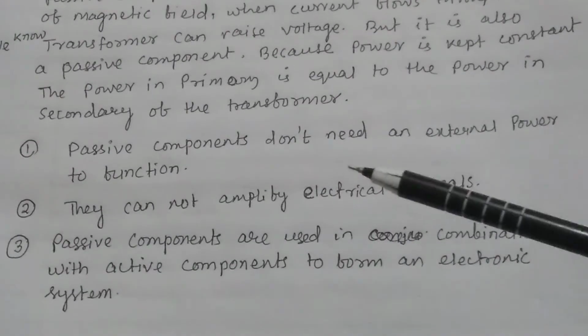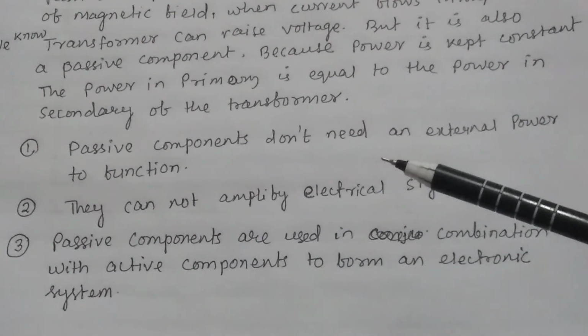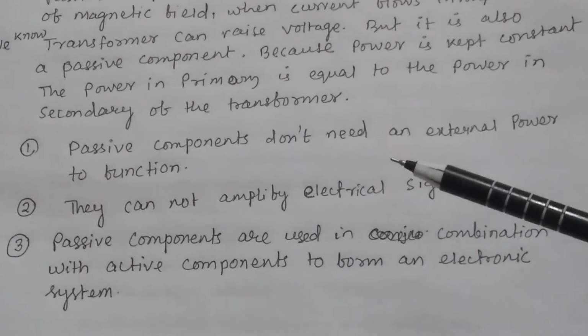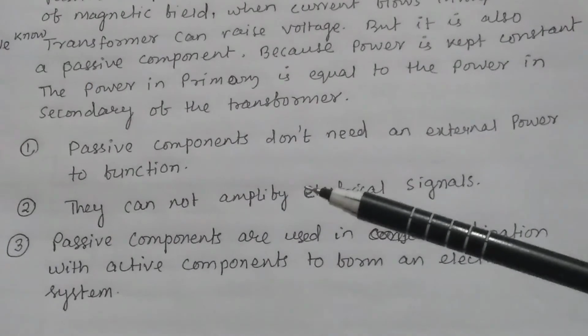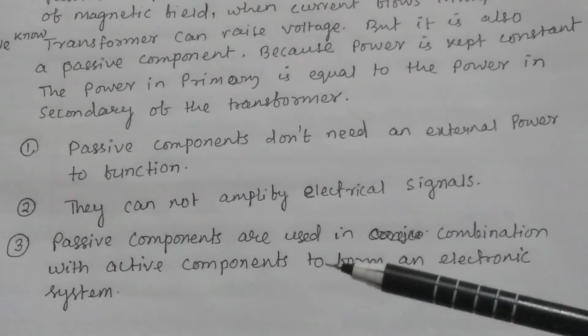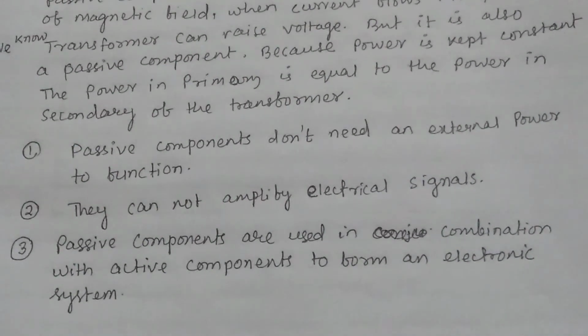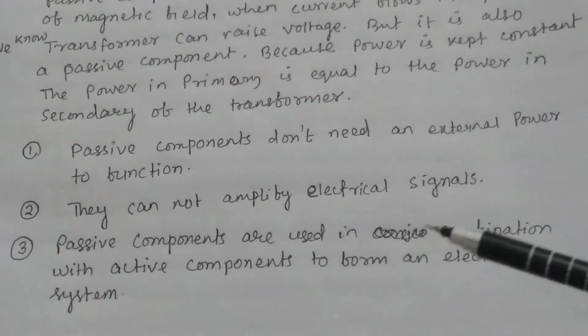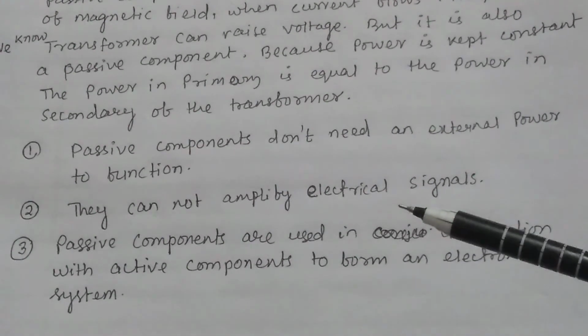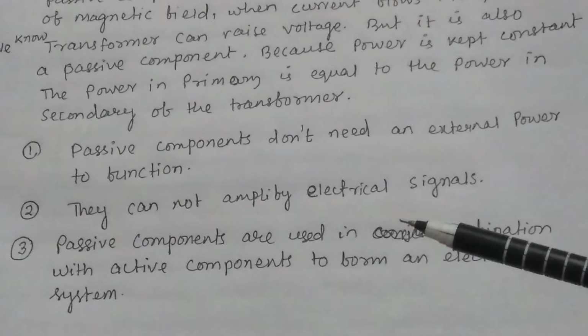So passive components do not need an external power to function. You should remember that passive components do not need an external power to function, but in the case of active components, we need an external power for the function. Passive components do not amplify electrical signals, and passive components are used in combination with active components to form an electronic system. So in various electronic circuits, we use active components and passive components for different operations.